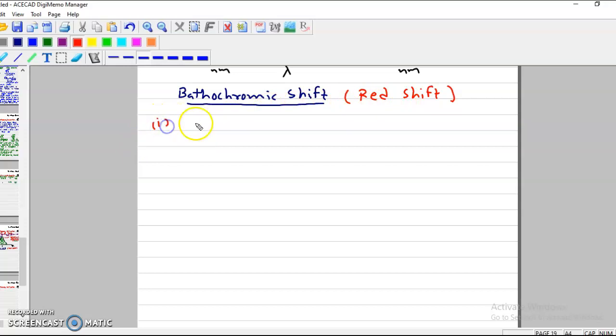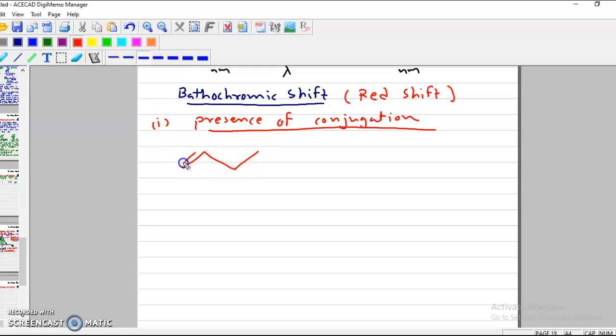So the first is the presence of conjugation. We take two examples in this case. The first one is this one, which is called 1,3-butadiene, or in short butadiene, in which there are two alternate pi bonds. So there will be conjugation, or this much is a conjugation. Now we'll take another example.